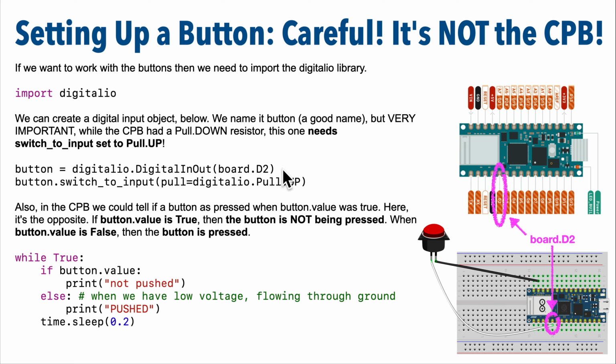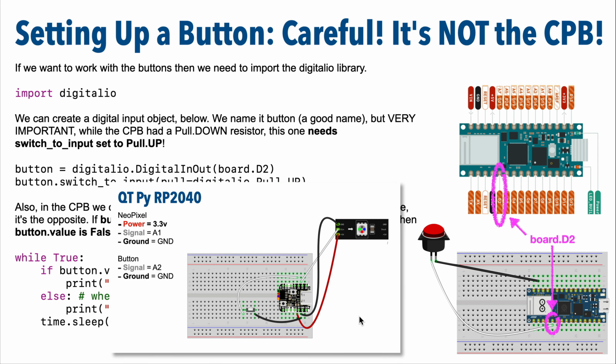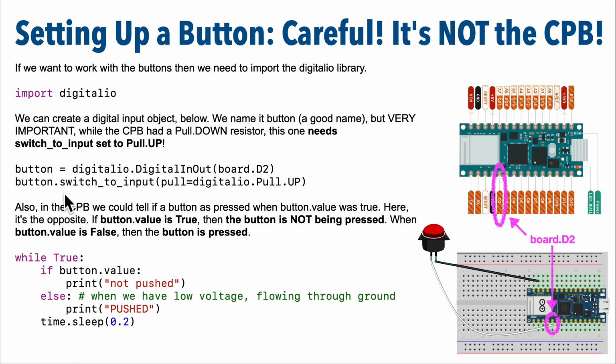Just make sure that you choose a pin that can be used as a digital input and that you put that pin's name in here. And just to show you how to wire this up and modify it on another board with different pinouts, I'll compare this to a QT Py RP2040 at the end of this video. Then we set the button object we created above to read digital input. We do that with button.switch_to_input.